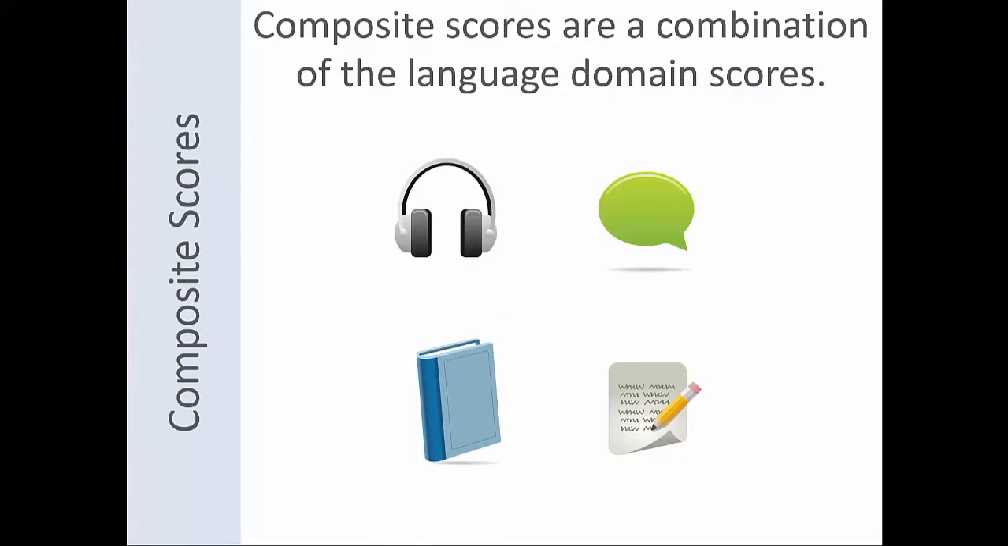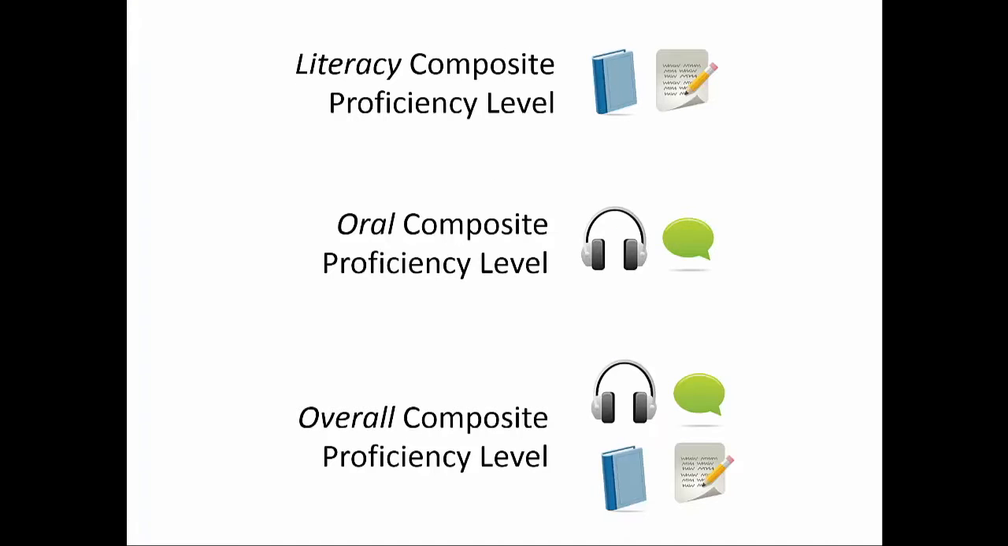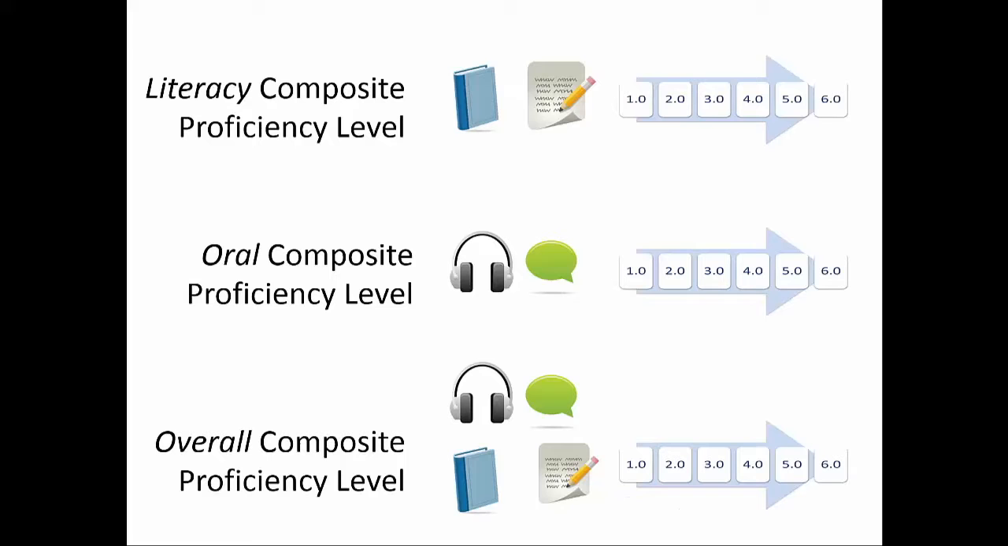Another way scores on WIDA Screener are reported is by composite scores. A composite score is simply a combination of 2 or more scores. There are 3 composite scores reported on WIDA Screener. The literacy composite proficiency level is a combination of reading and writing. The oral composite proficiency level is a combination of listening and speaking. And the overall composite proficiency level is a combination of all 4 domains. For each of the composite scores, students will receive a score ranging from 1.0 to 6.0.